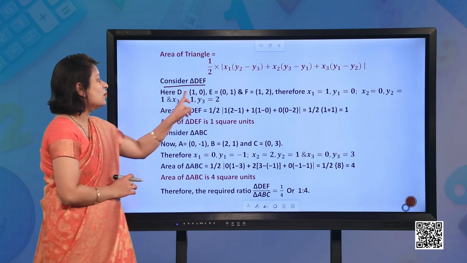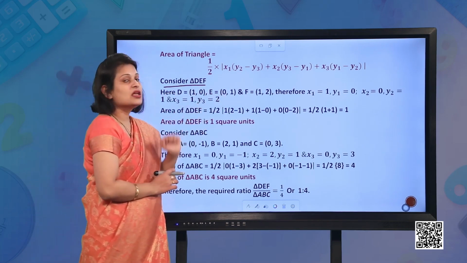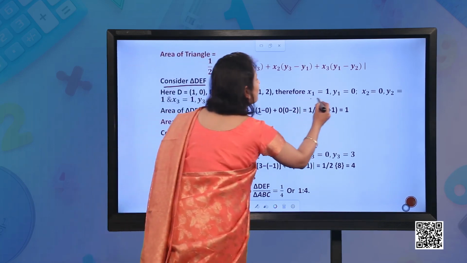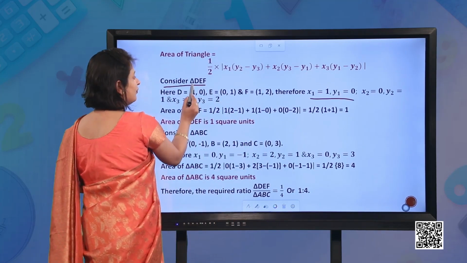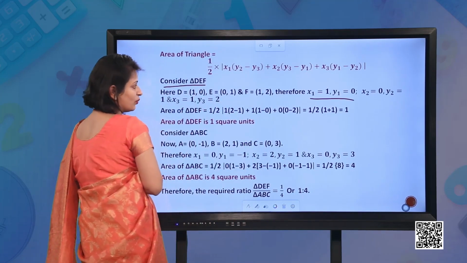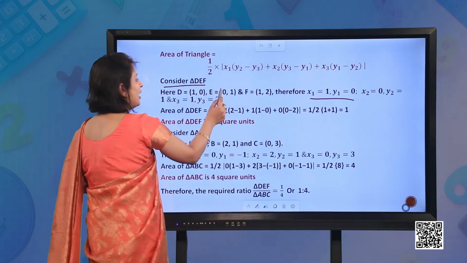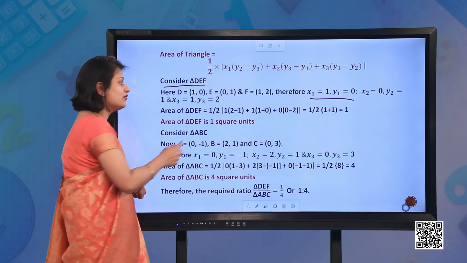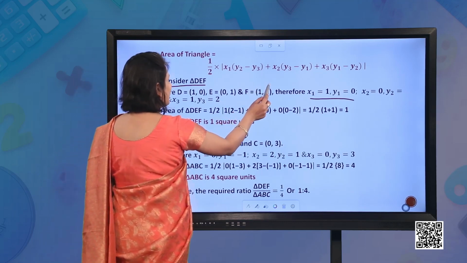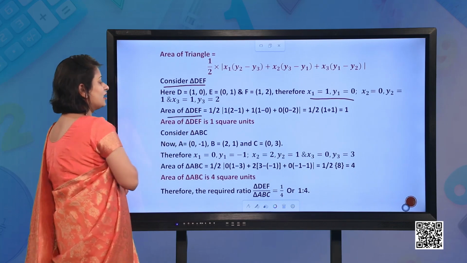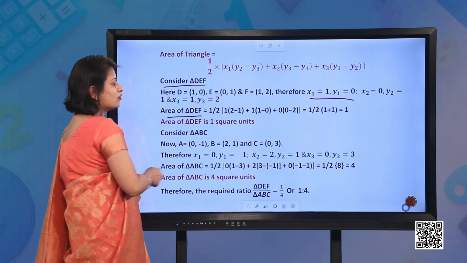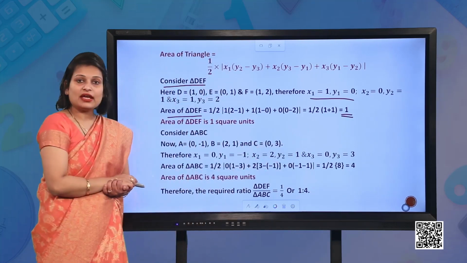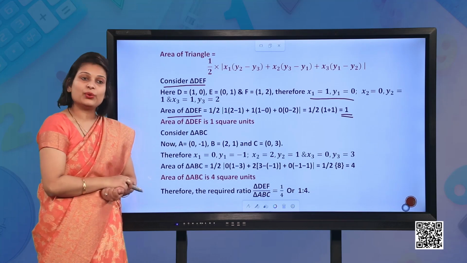Since D is (1, 0), E is (0, 1) and F is (1, 2), x1 will be 1, y1 will be 0. For x2, y2, x2 will be 0 and y2 will be 1. For x3, y3, x3 will be 1, y3 will be 2. So, for the area of triangle DEF, simply substitute the values, you will get 1. And the area of triangle DEF will become 1 square unit.